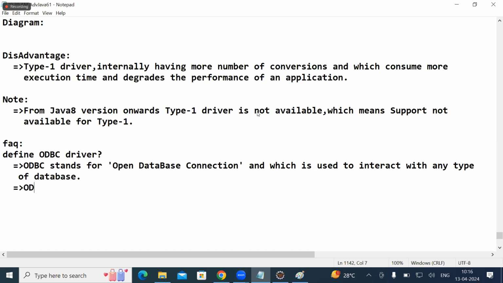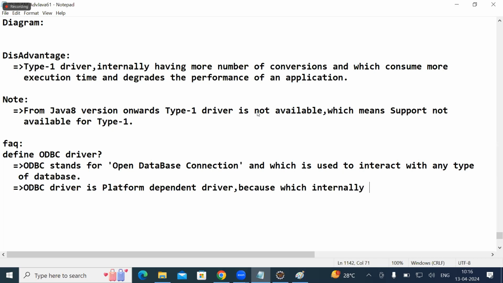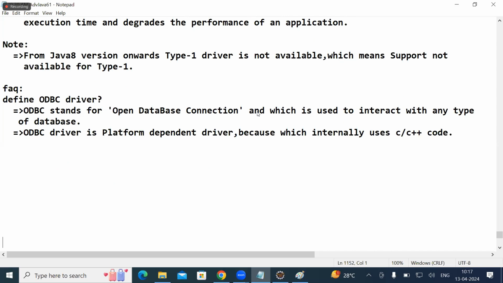ODBC driver is a platform dependent driver. Platform dependent driver, because internally the driver uses C or C++ code. When C or C++ codes are there, those are platform dependent codes only.